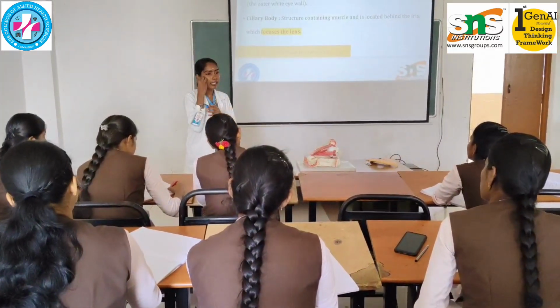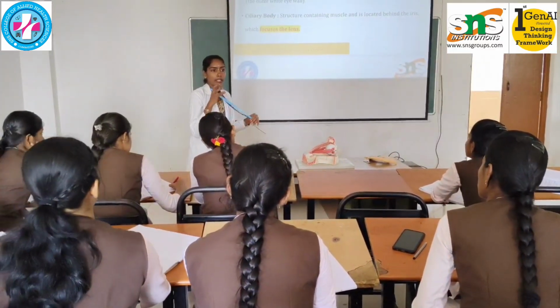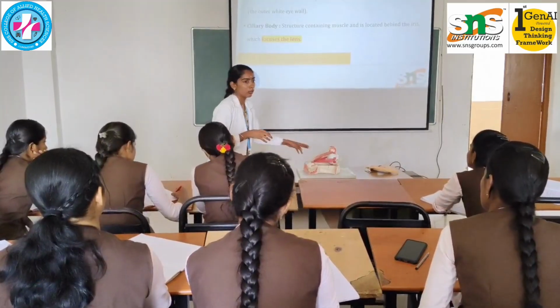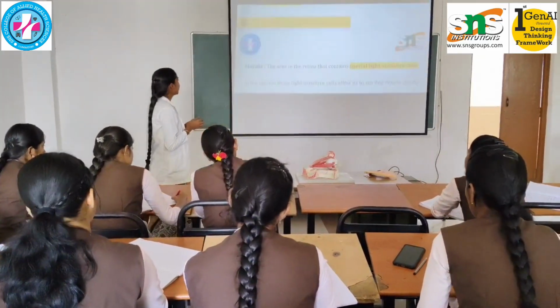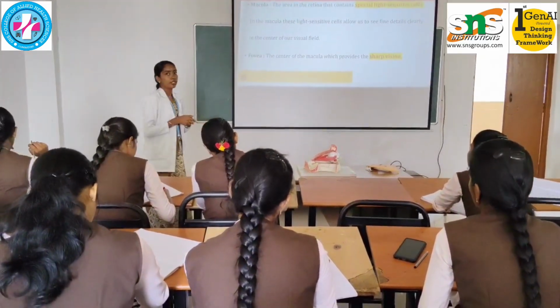Next we are moving into blood supply. We divide the blood supply into arterial supply and venous drainage. The arterial supply gives oxygenated blood supply to the eye.